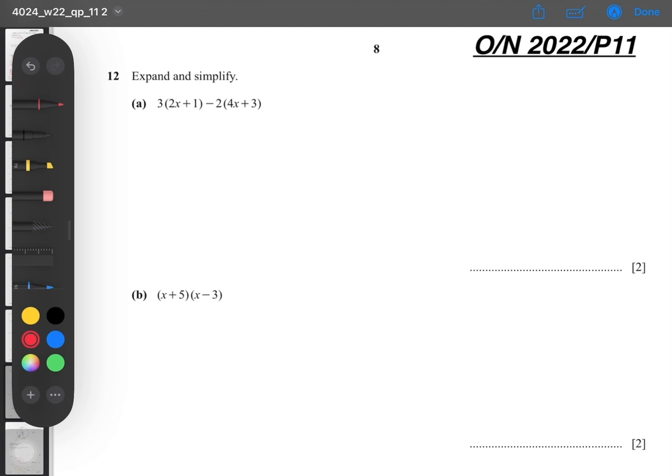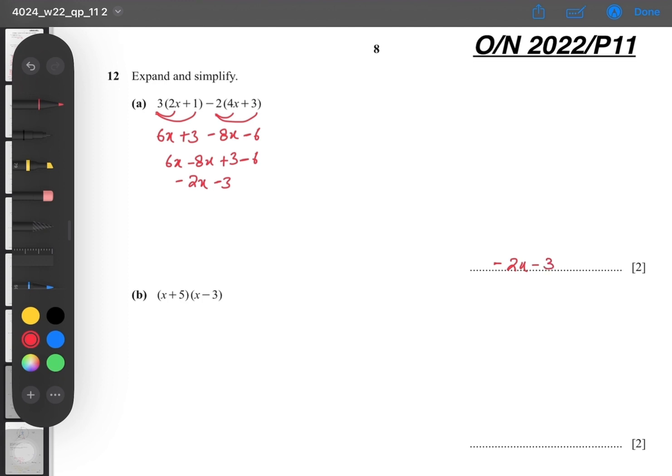Question number 12, expand and simplify. So first of all, I will do 3 into 2x and 3 into 1, and 2 into 4x and 2 into 3. So it will be 6x plus 3 minus 2 into 4x, it will be minus 8x, minus 2 into 3, that will be minus 6. So I'll gather the like terms, so it will be 6x minus 8x plus 3 minus 6. After solving, I'll get minus 2x and minus 3. So the answer is minus 2x minus 3.